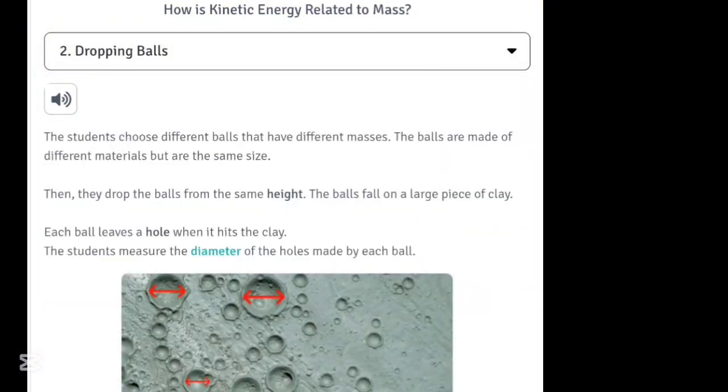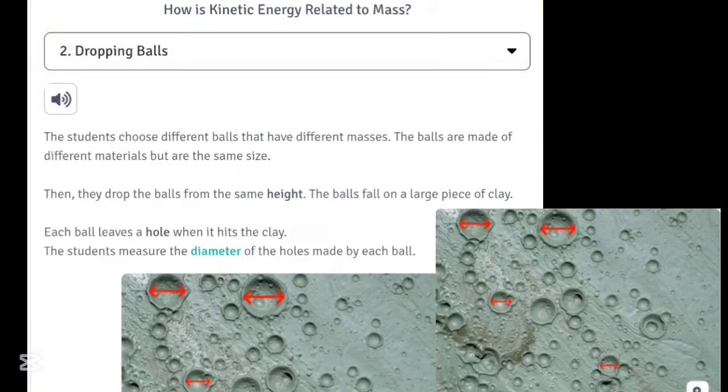The students choose different balls that have different masses. The balls are made of different materials, but are the same size. Then they drop the balls from the same height. The balls fall on a large piece of clay.